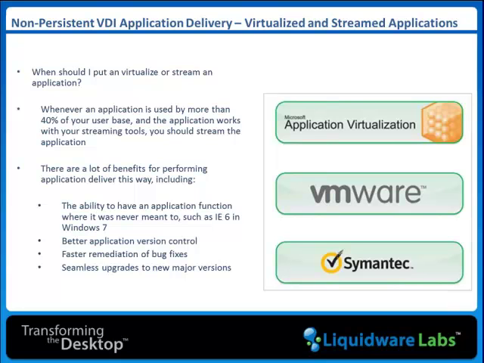And there are lots of nice benefits to this, including the ability to have an application function where it was never meant to, such as IE6 inside of Windows 7. Lots of the companies that make these tools can make that kind of thing happen. Better application version control, faster remediation of bug fixes, and seamless upgrades to major new versions.